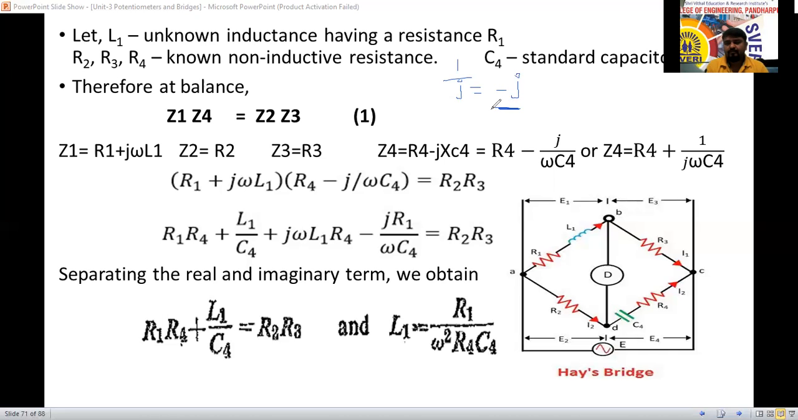Yes or no? Yes, sir. In mathematics, it is there already. So instead of using this one directly, R4 plus 1 by j omega C4 we can use here. This 1 by j, if I use it in the numerator, will become minus j. So minus j we have taken here, omega C4 we have kept here. R4 minus j divided by omega C4, or I have mentioned here R4 plus 1 by j omega C4. We can use any one as per your convenience.